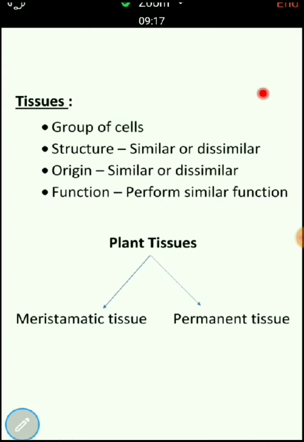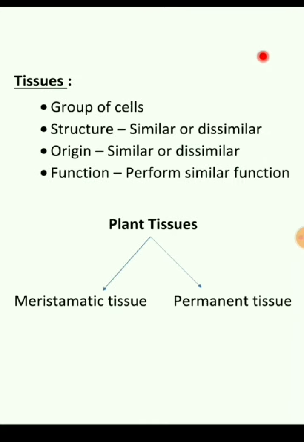Next we'll learn about tissues. What does a tissue mean? Already I have said that tissues are nothing but a group of cells. Their structure may be similar or dissimilar, it may be the same or different. Their origin also may be similar or dissimilar. But the most important thing is that they do a similar function. All the cells together perform a similar function.